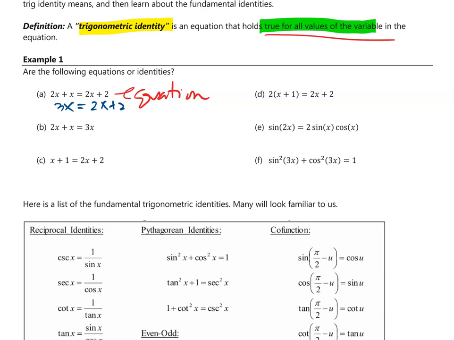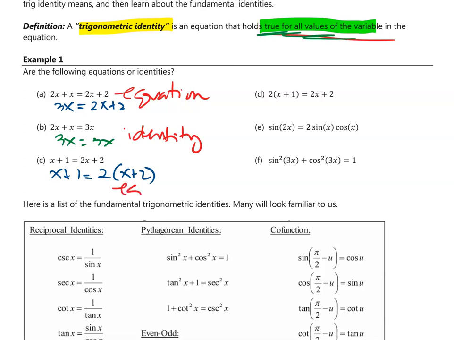Letter B, 2x plus x is equal to 3x. For all values of x, we can simplify this. 2x plus x is 3x, which is equal to 3x. That is true for all the values of the variable, so that's why this is an identity. Then letter C, x plus 1 is equal to 2x plus 2. You can solve this. You can factor out 2 if you want, and again this is going to be an equation.